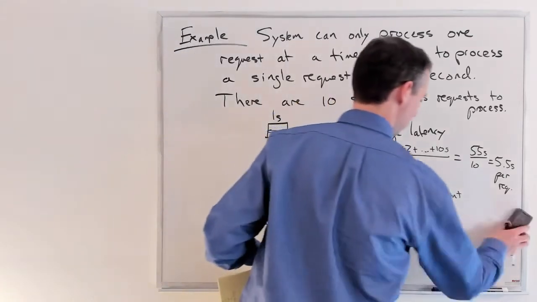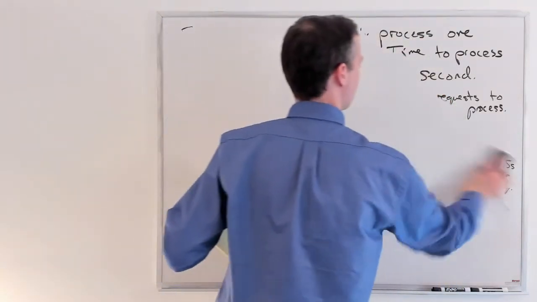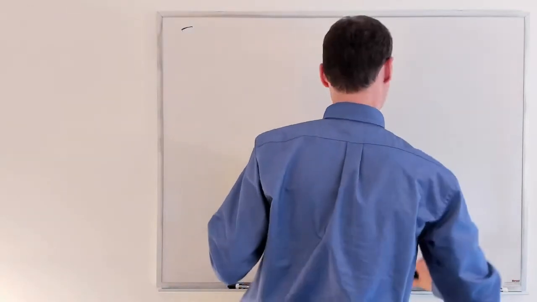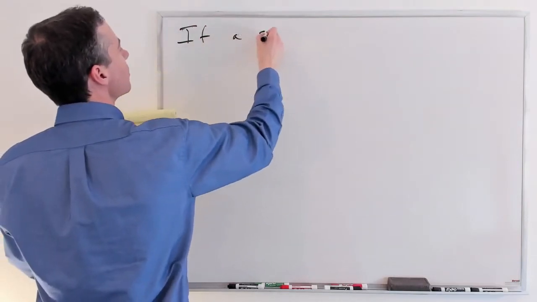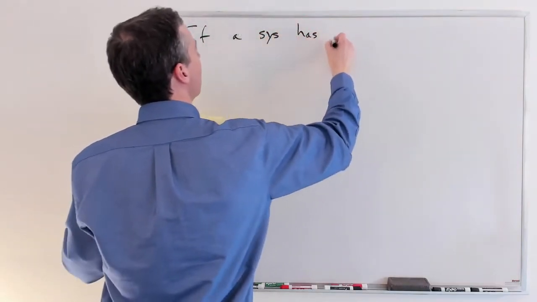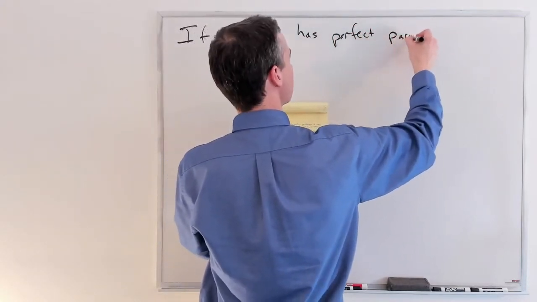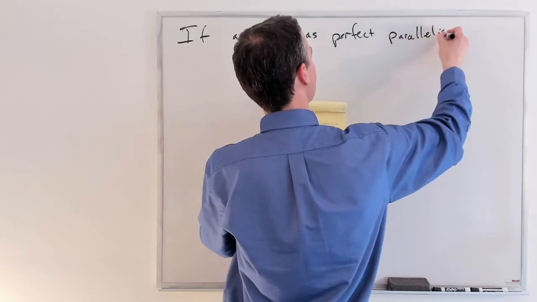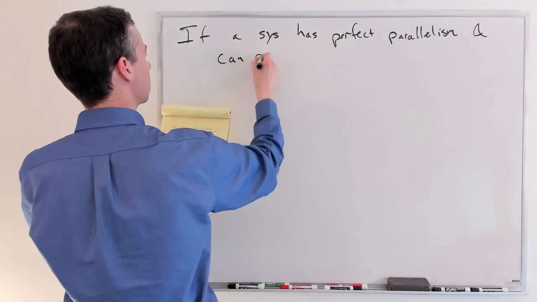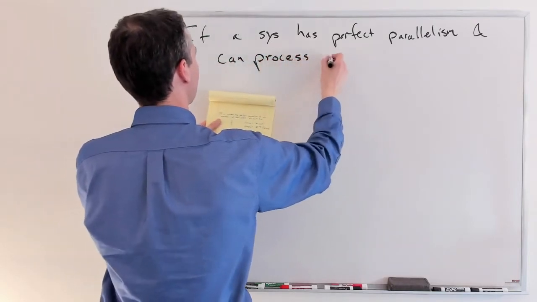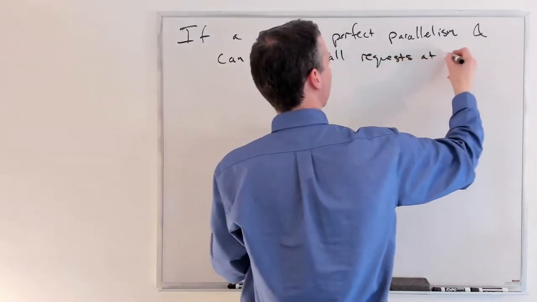So let's change the example. Basically, if a system has perfect parallelism, which none ever do, but let's just pretend they do, so it can process all requests at the same time.